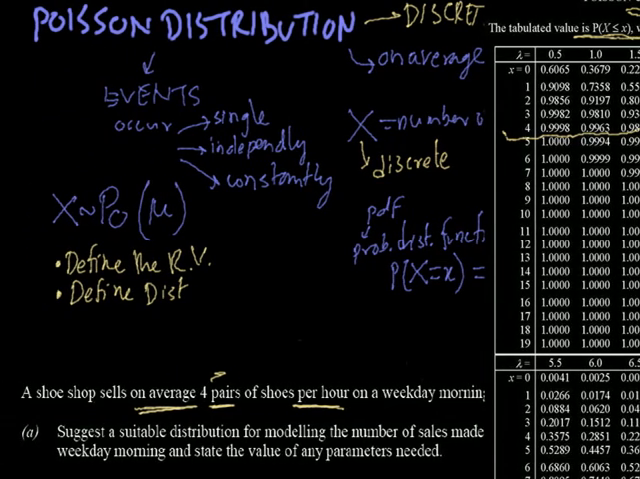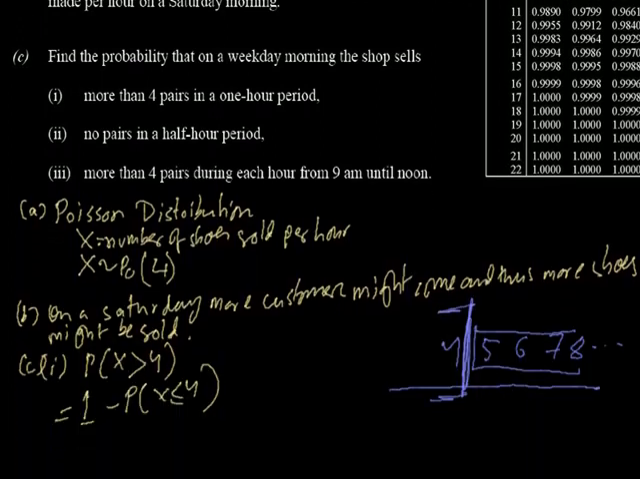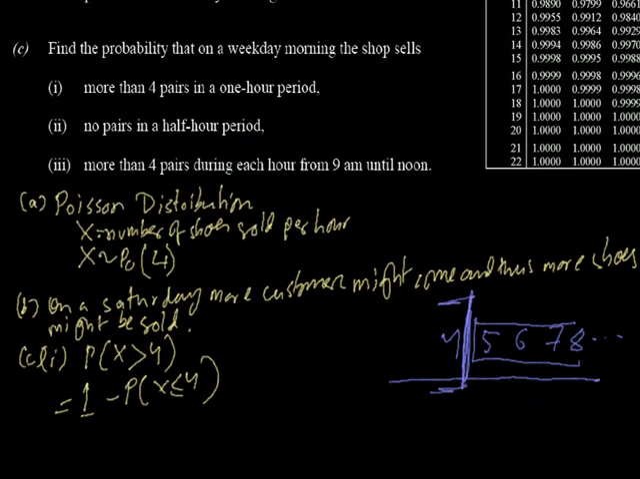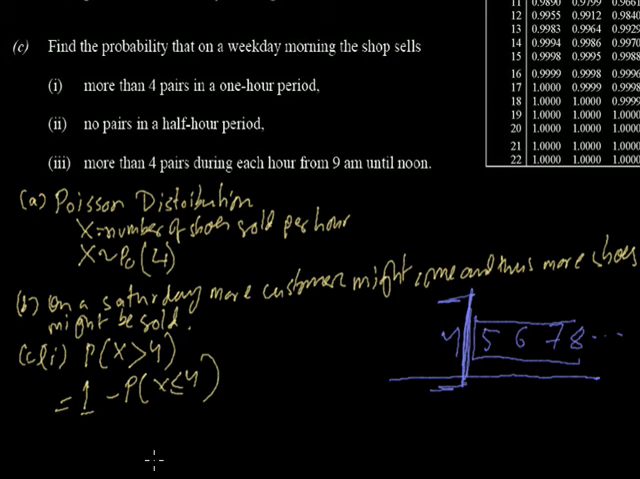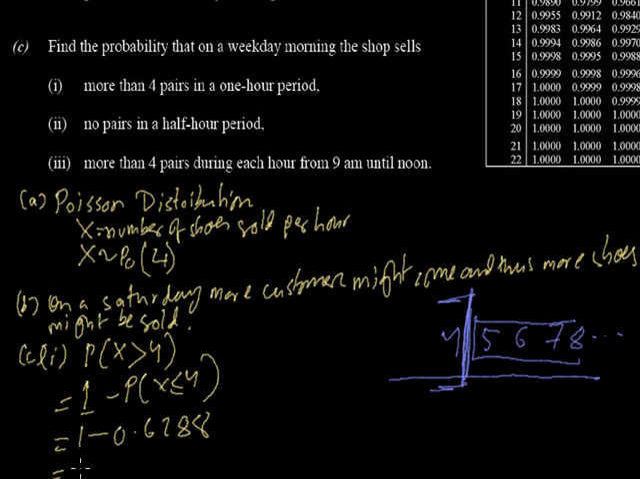So we can actually now put the value 1 minus 0.6288, and we can calculate 1 minus 0.6288 to be 0.3712. So that's what we can do. Let's move on to the next one immediately.